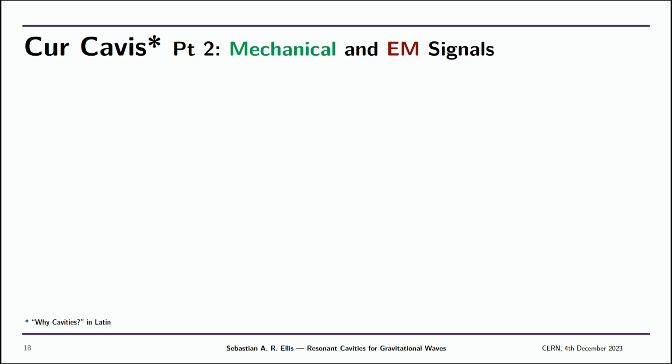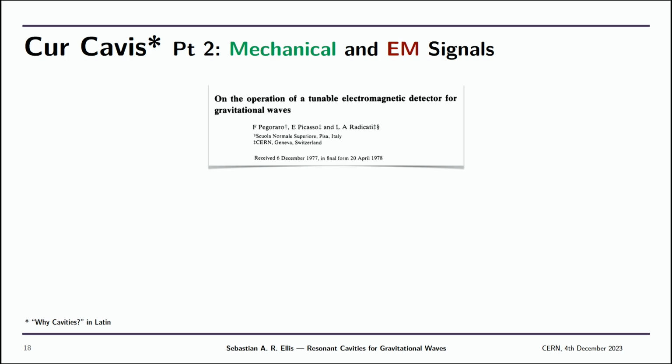So, again, why cavities? Now we can live in a situation where we have both mechanical and electromagnetic signals. And again, this is not something that was realized for the first time last year. This was something that was actually realized almost 50 years ago by these authors here, who suggested using a tunable electromagnetic detector for gravitational waves. And they noticed that the mechanical signal was dominant over the electromagnetic signal.